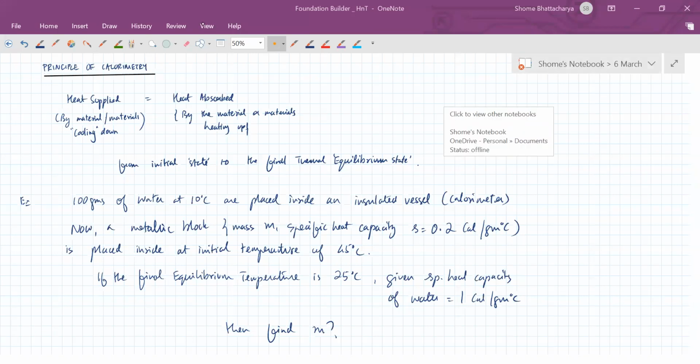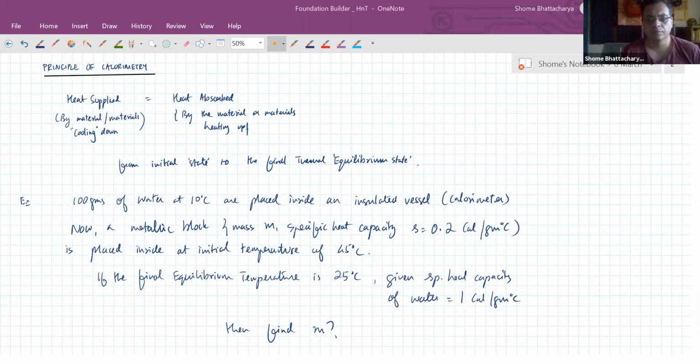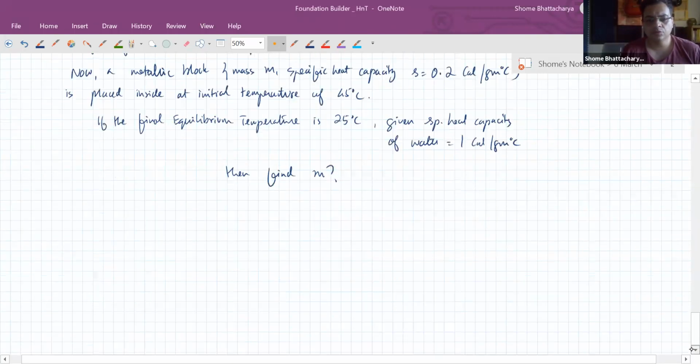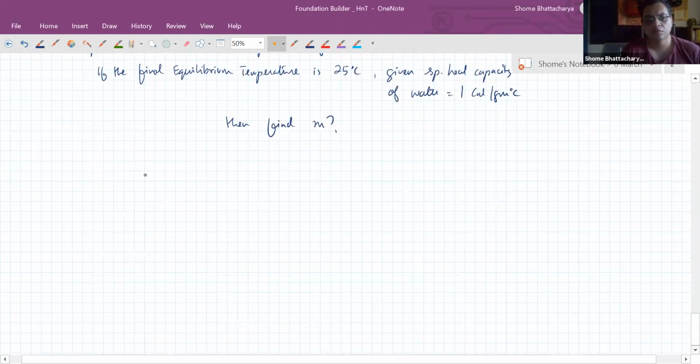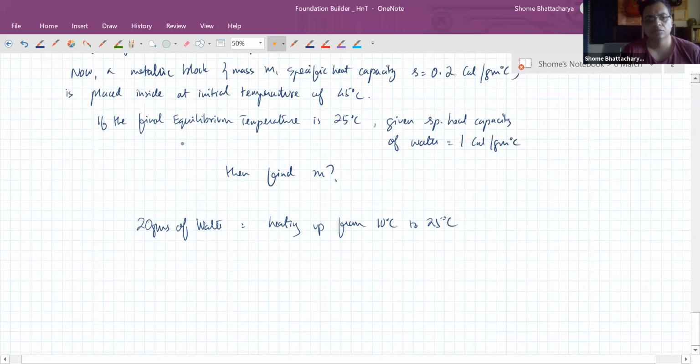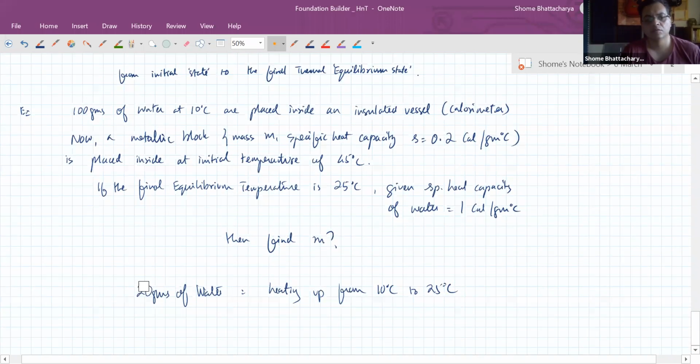Okay, so let's calculate the value. We can see that in this question, you have 100 grams of water that is heating up from 10 degrees C to 25 degrees C. And you have m grams of metal, which is cooling down from 45 degrees C to 25 degrees C.